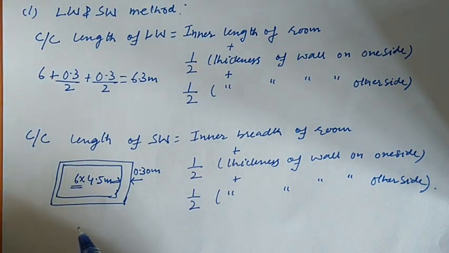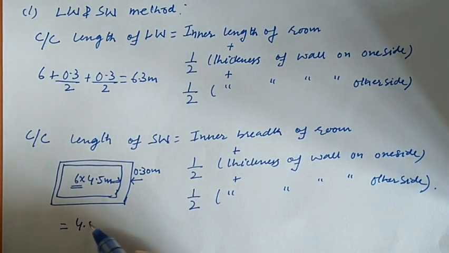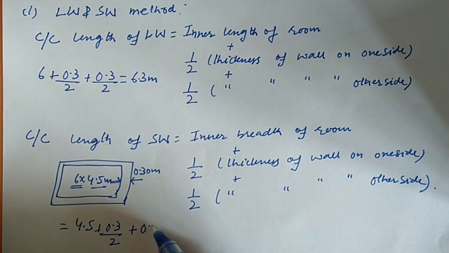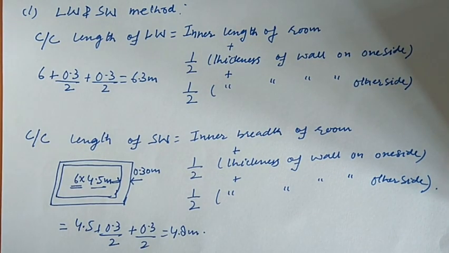Similarly, if we try to find out the center to center length of the short wall, it will be the inner breadth of the room, that is 4.5 meter, you can see it here, plus half the thickness of wall on one side, that is 0.3 by 2, plus 0.3 by 2, it will be 4.8 meter. This is the first step in this method, that we have to find out the center to center length of the long walls and the center to center length of the short wall.